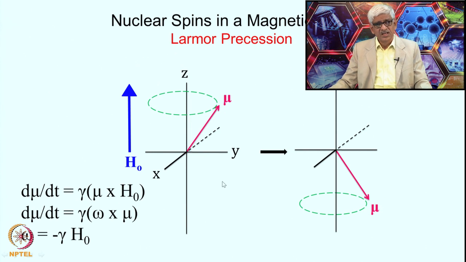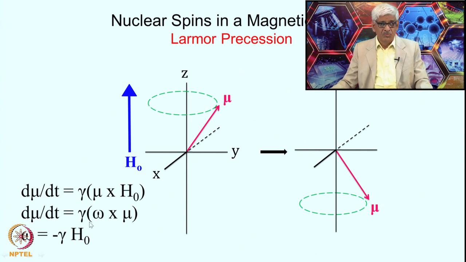Now any such motion, any such interaction, is described by this kind of an equation, d mu by dt, because it has to change with time. The magnitude does not change, it is only the orientation that changes, and that is given by this equation: gamma times mu cross H naught. This is the Larmor precession motion, which is described by classical physics.